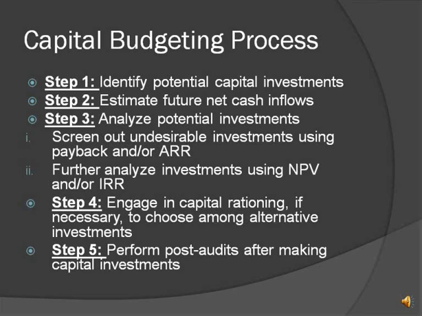The first stage is to screen out undesirable investments using the payback and/or ARR. The second stage is to further analyze the investment that made it through the first stage by using either NPV and/or IRR. This leads to the fourth step, engaging in capital rationing, if necessary, to choose among alternative investments. The final step of this process is to perform post-audits after making capital investments. With this, they compare the actual net cash inflows generated from the investment to the projected net cash inflows.